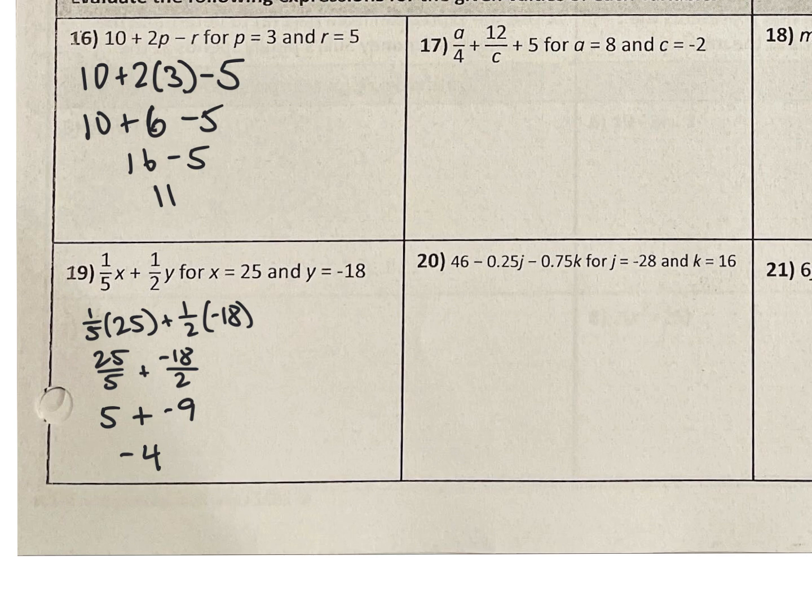All right, so I would encourage you to pause the video, try out these last 4, and then I will show you what the answers are, but not necessarily going through all of them. All right, so this becomes 8 over 4 plus 12 over negative 2. So it becomes 2 plus negative 6, which is negative 4. 3 times 10 minus 3 to the third. So we have 30 minus, and then 3 to the third is 27.